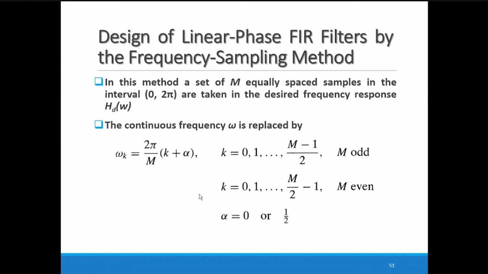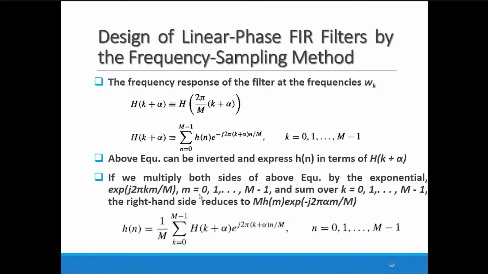Okay, so the frequency response of the filter at the frequency omega k. Omega k means now you are not taking the continuous frequency. We sample that frequency in the interval 0 to 2 pi by the values of k, so that many samples you get. So the frequency response of the filter at the frequencies omega k is given as H of k plus alpha is equal to H of 2 pi by m times k plus alpha.